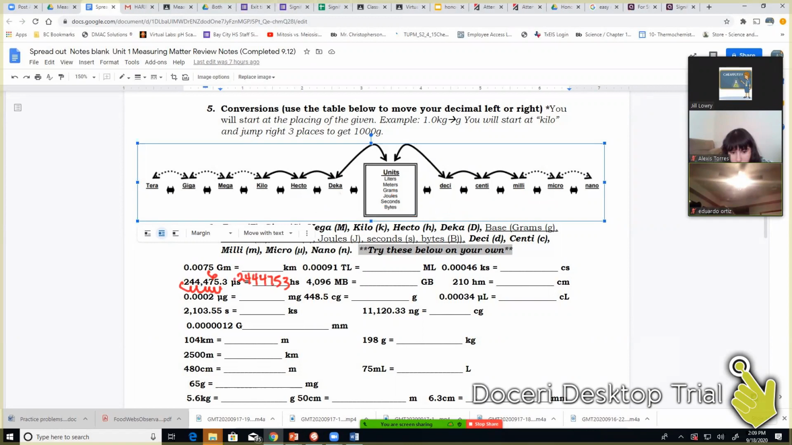All right, my next one, I'm going from megabytes to gigabytes. So that was just a little one place. One here, jumped once. So my decimal was right here, so I'm going to move it back one, and I would end up with 409.6 gigabytes.